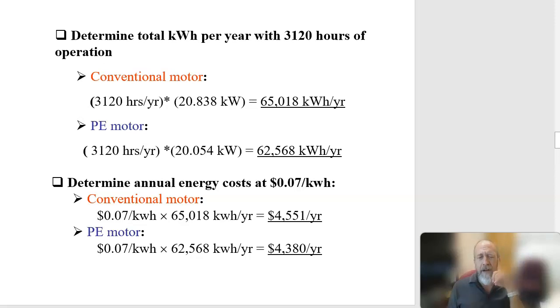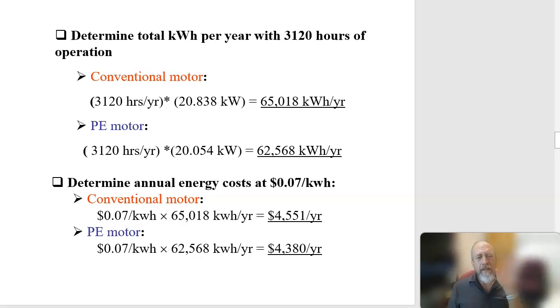If you find some power for 0.07 per kilowatt hour, let me know, because I'm going to buy it because I can sell it for more. Right now it's a little bit more expensive than that, but hey, that was the number I had when doing the calculations here. Power costs money.